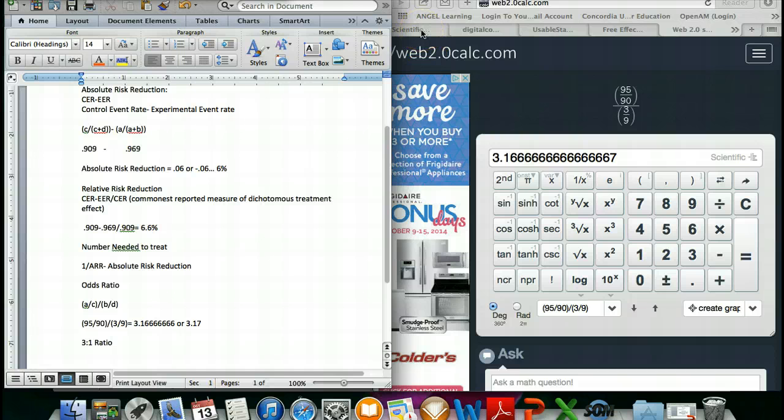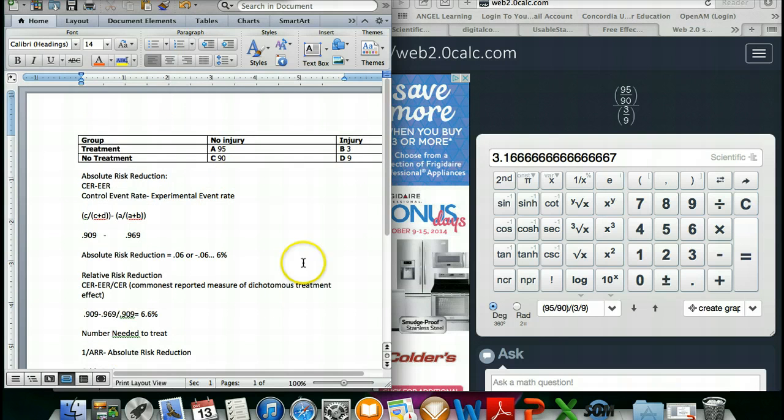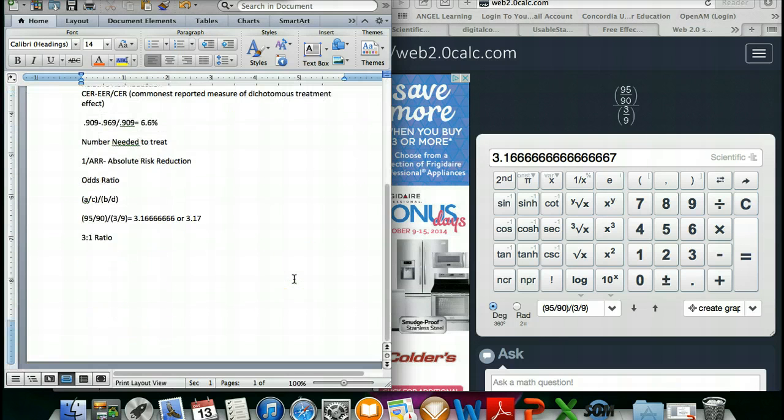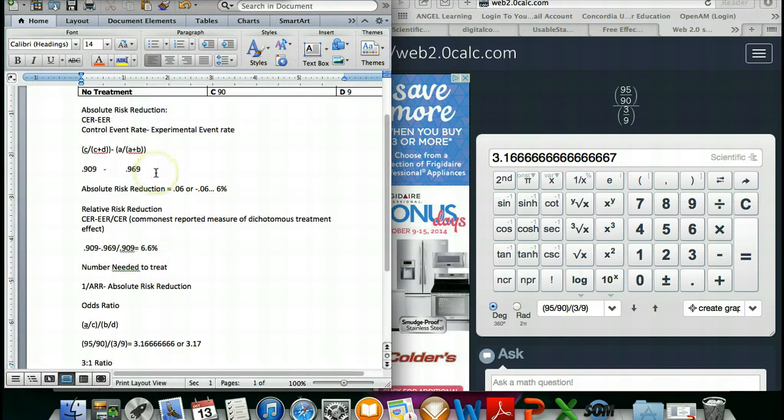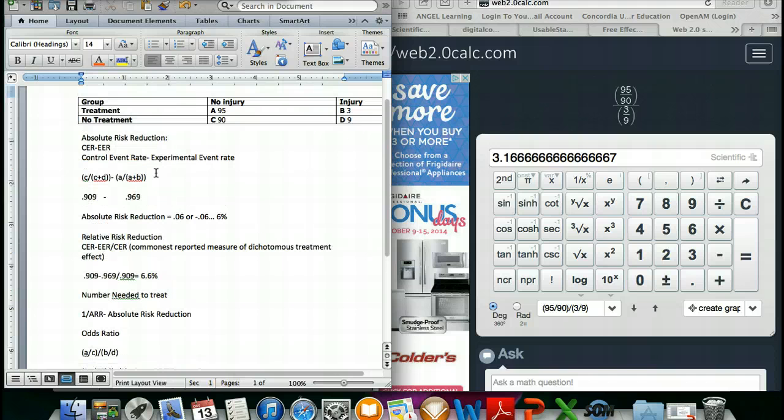Again, these equations don't change, so it's just plugging in the numbers. When you see the question, know the equation so that you can just plug in A, B, C, D. Regardless of the table, you should be able to use A, B, C, D and just plug those numbers into the equations to get these answers. You just need to know which equation goes with which question.